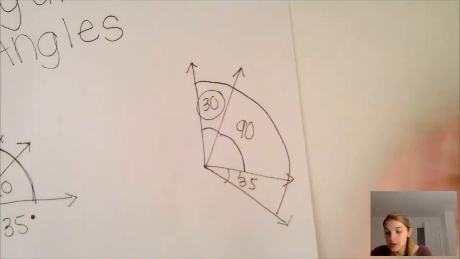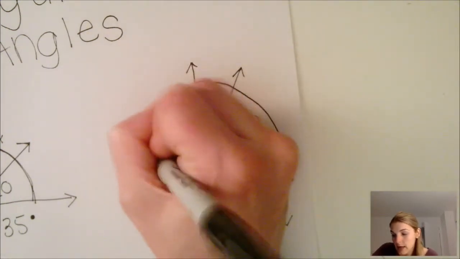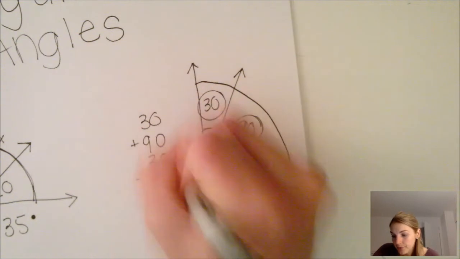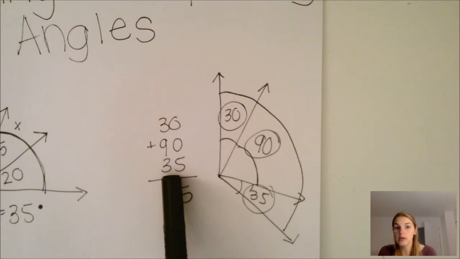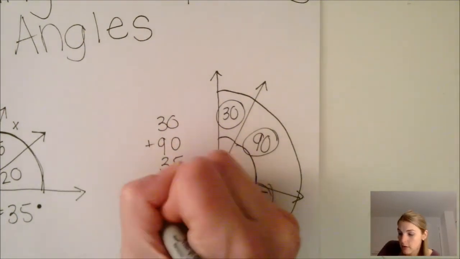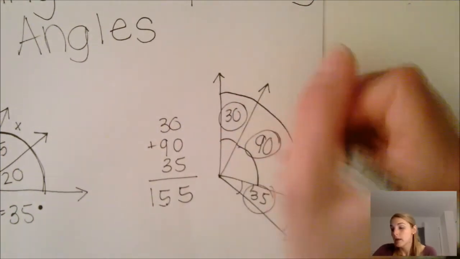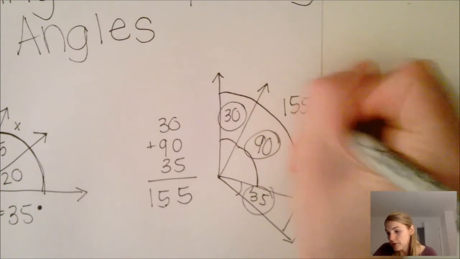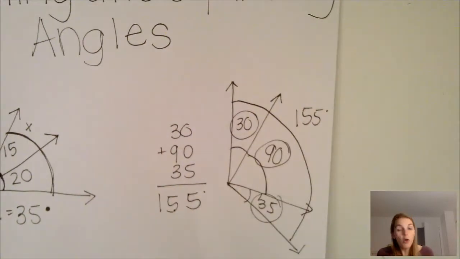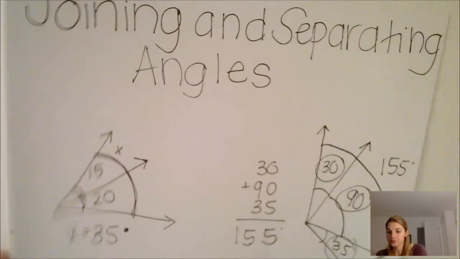So I take 30 plus 90 plus 35, and then I would add all these together. 9 plus 3 is 12, 12 plus 3 is 15. So my whole thing is worth 155 degrees. So all you really are doing when you're joining angles is taking as many angles as there are and trying to find the larger one by adding.